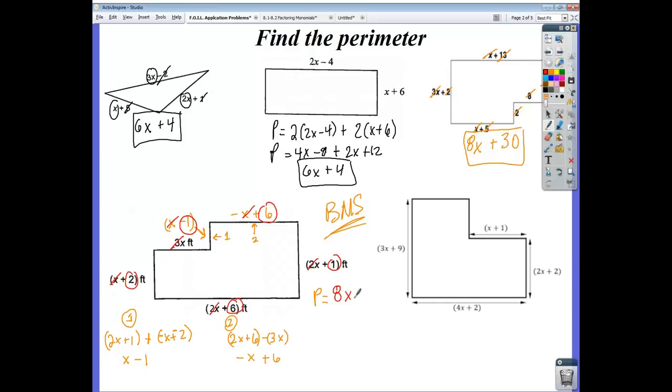I feel like I missed it. 6 plus 1 is 7, 13, 14, 15, 14. I know I did something wrong. Okay, 8x plus 14 is my answer. I don't know what I did, but 8x plus 14 is my answer, the perimeter.